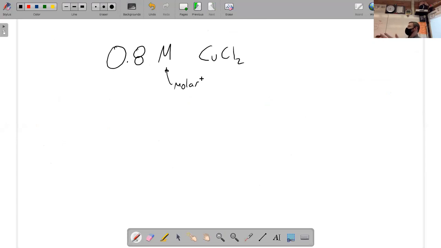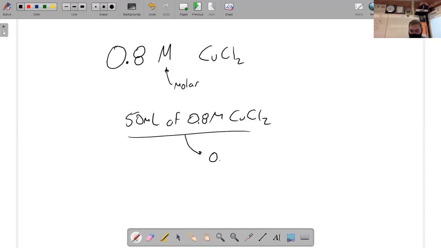So the deal is, when you make a solution, you could take a gallon of water and put a little sprinkle of salt in it, or you can put a whole bunch of salt in it. And no matter how much salt you put in, it's still a solution of salt water. But how much salt is in the water depends upon how much salt you put in per volume of water. So you don't know much about what 0.8 molar means yet, but if you take 50 milliliters of 0.8 molar copper chloride, that gets you the quantity 0.04.